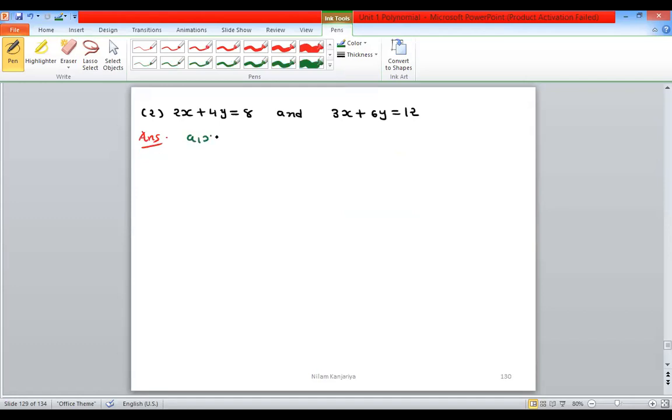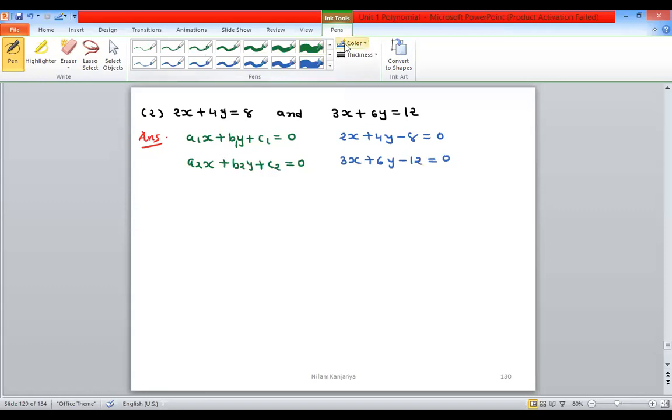It is a1x + b1y + c1 = 0, a2x + b2y + c2 = 0. I'm arranging the given equations that way, and it is 2x + 4y - 8 = 0. And the second equation, 3x + 6y - 12 = 0.